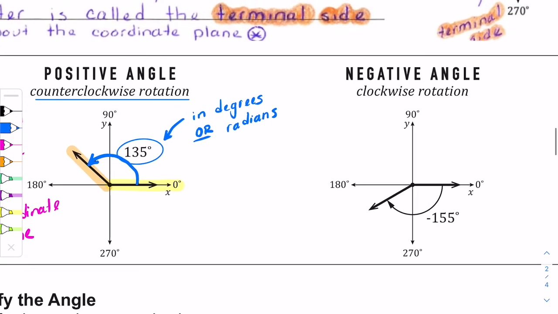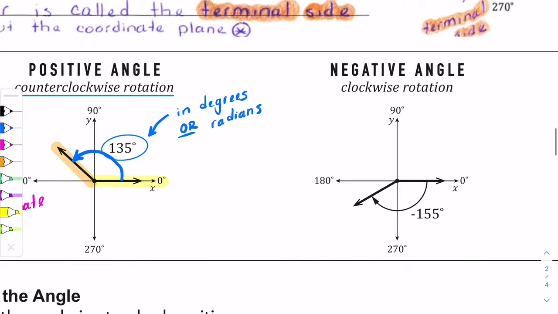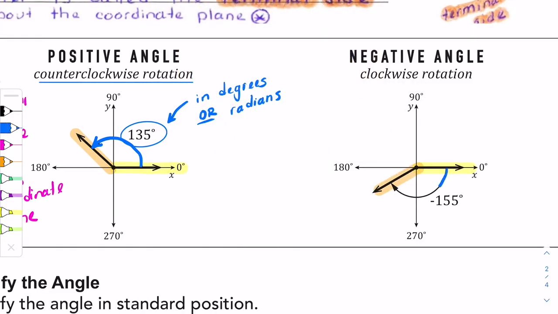So on the other side, a negative angle is when you still have your initial side on the positive x-axis, because that never changes, but your terminal side is located when you move clockwise. So think about the way a clock moves. If you are moving clockwise, that means you have a negative angle. And again, that can be in degrees or in radians. So counterclockwise is going to indicate a positive angle, and clockwise indicates a negative angle.